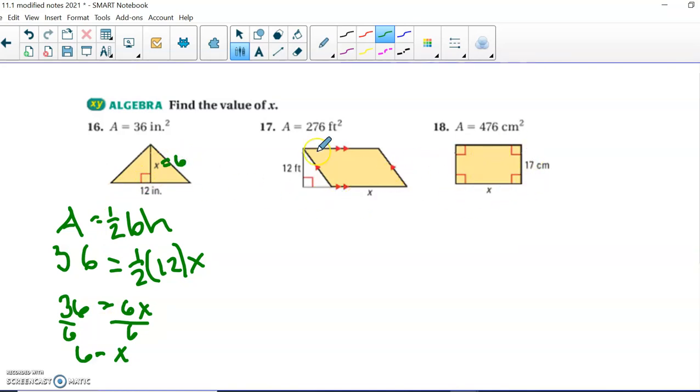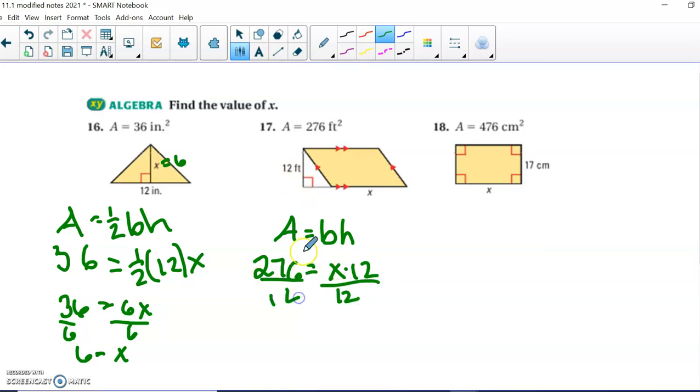Okay. Same thing for a rectangle or a parallelogram. Write your formula, area equals base times height. Substitute the given information. In this case, our area is 276. Our base is the unknown. Height, again, they drew it outside. That's okay. Let's get rid of that 12. It's multiplication, so I'm going to divide. And let me get a calculator. 276 divided by 12. It looks like our height is going to be 23.